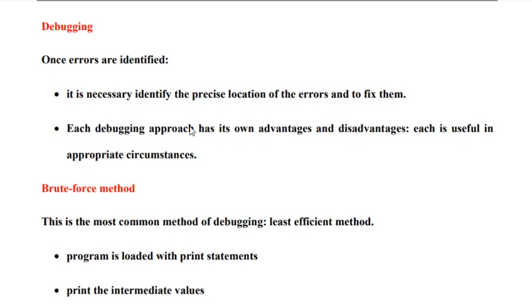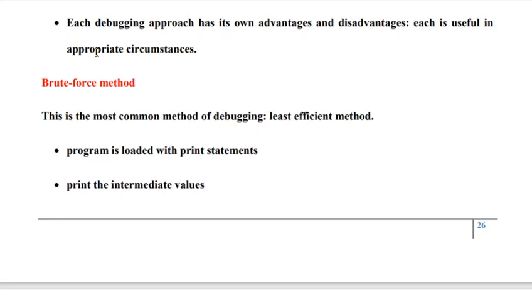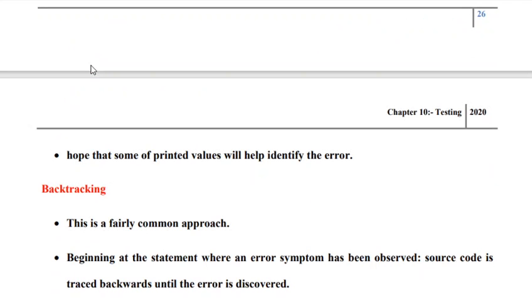The first one is called the brute force approach, the second is cause elimination, the third is backtracking, and the fourth is program slicing. Now, in the brute force approach, what we normally do is we execute each and every statement and try to locate the position of the error, right? So in the brute force approach, we load the program with n number of print statements, and by examining the values that are printed, we determine the location of the error in the program, right?